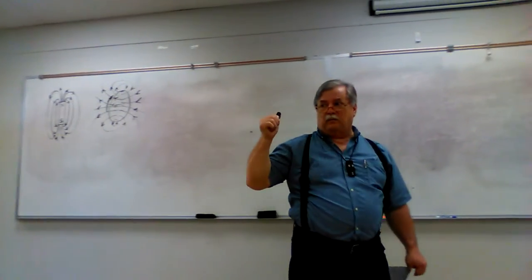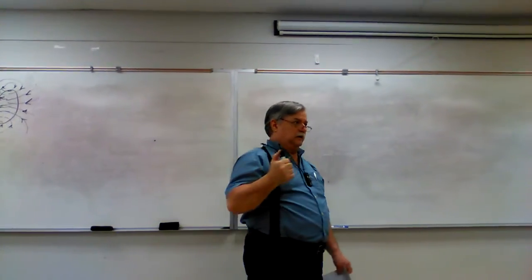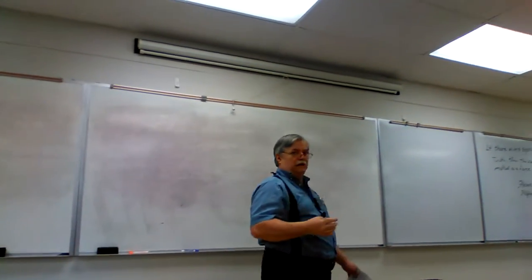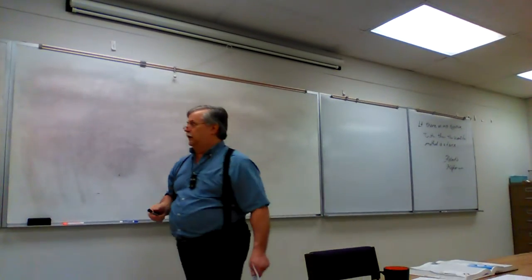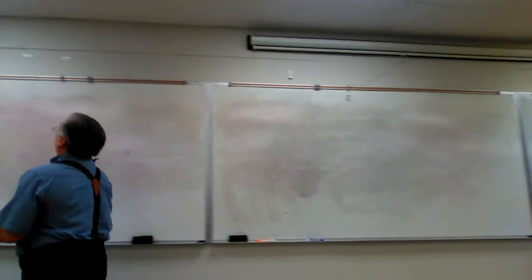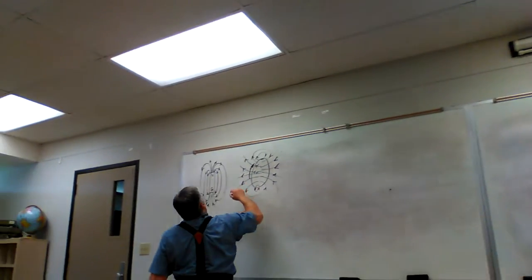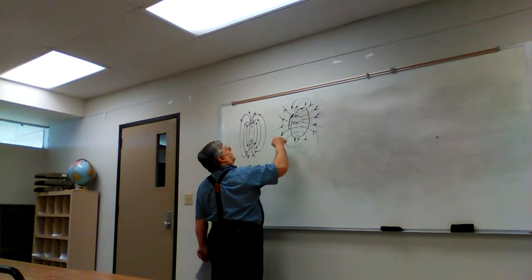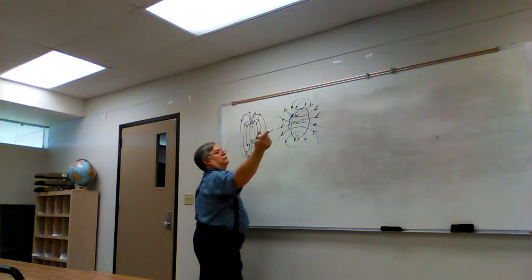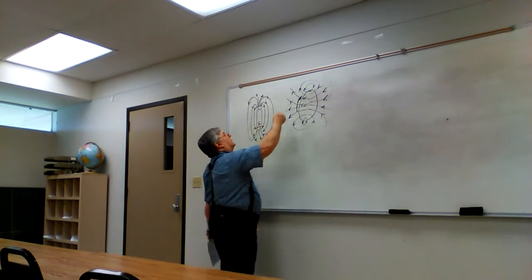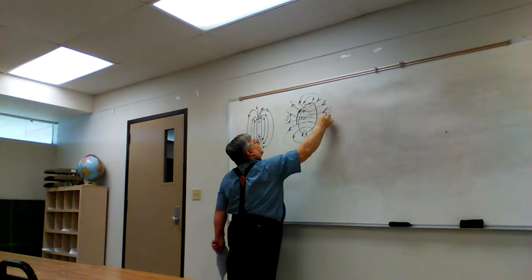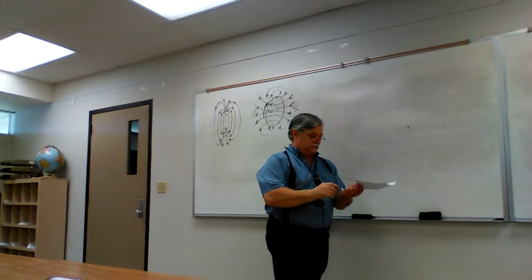Y'all need to remember how to do this, how to figure out which direction the magnetic field lines are going. In this case, which side of this loop is north? Exactly. This is the north, that's the south.